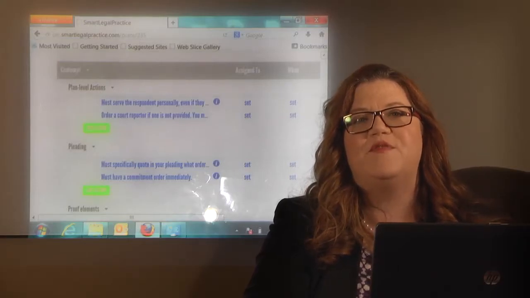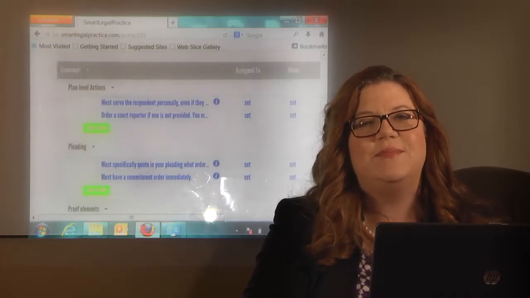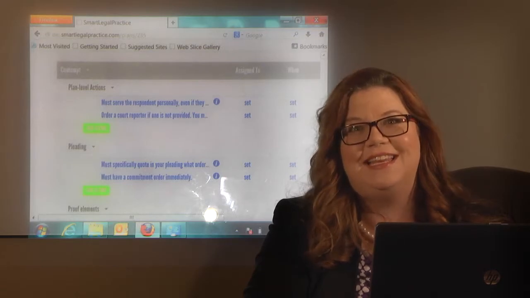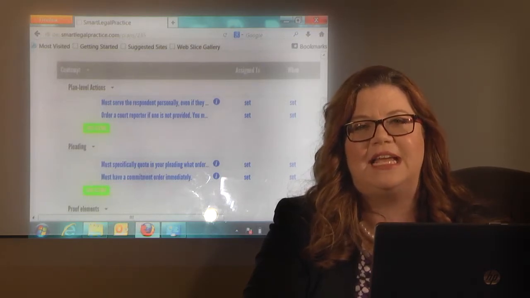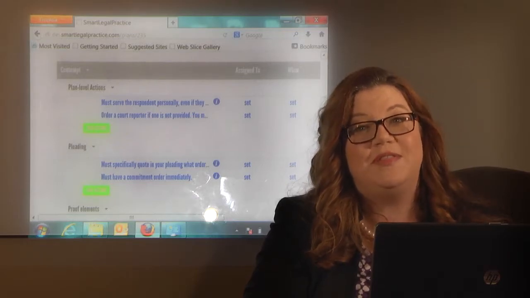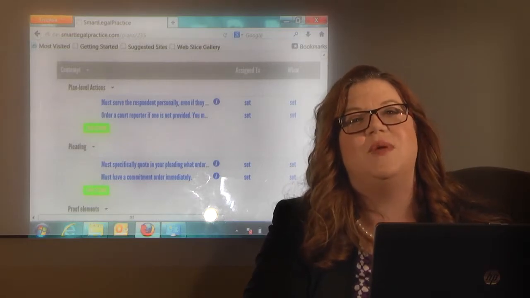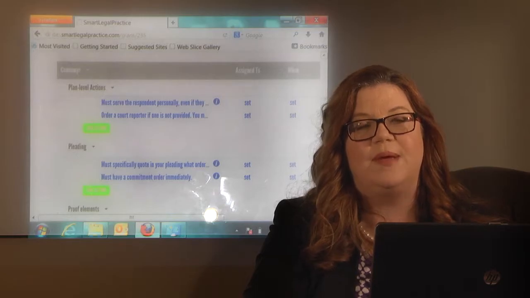Let's talk about our template for contempt. Holding someone in contempt can be so fun. Hopefully you never have to, but in reality, sometimes people don't do what the judge has ordered them to do, and so we have to file a motion and ask the court to hold them in contempt.